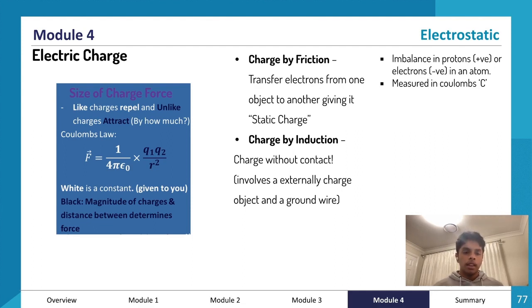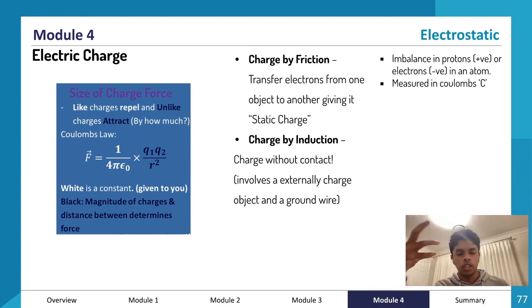So let's look at the size of a charge, or the force generated by a charge. Like charges repel one another and opposite charges attract one another, but by how much do they repel and attract? We have Coulomb's law to denote that. If we're trying to find the forces between 2-point charges, say one proton and one electron, and I'm trying to find the attractive force, I can use Coulomb's law.